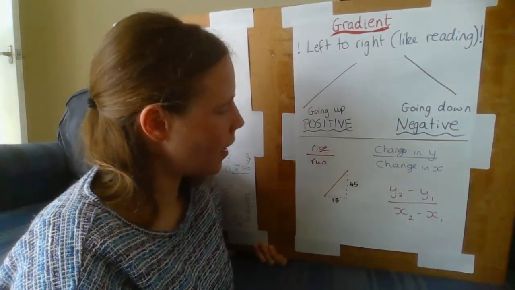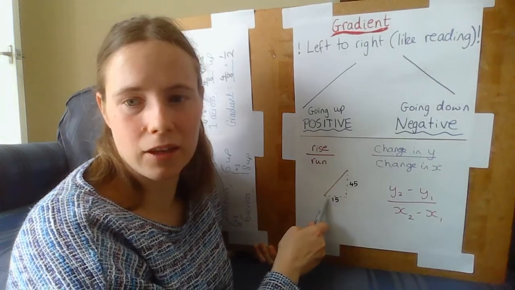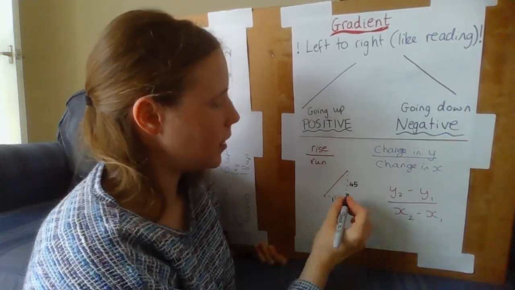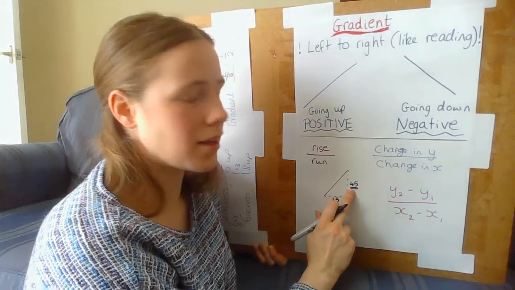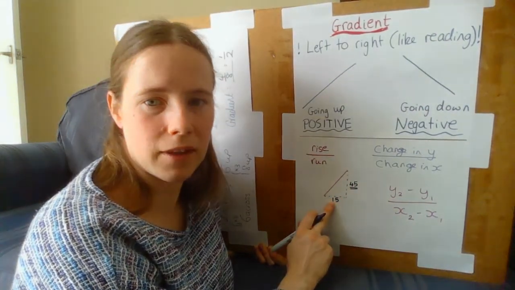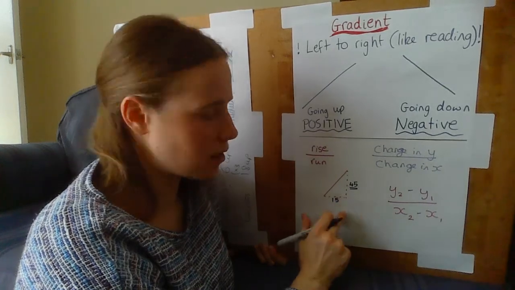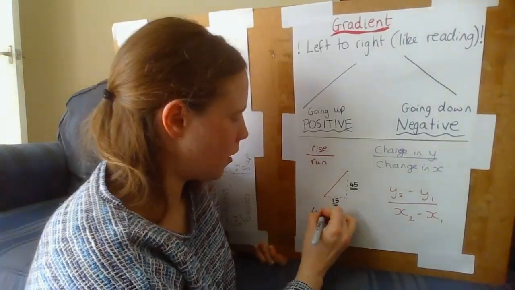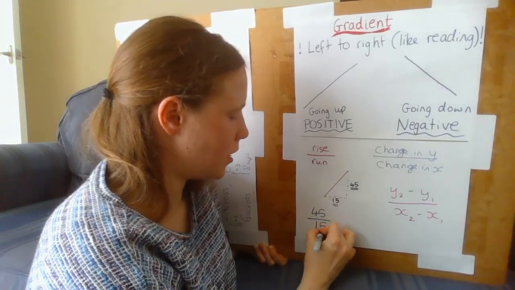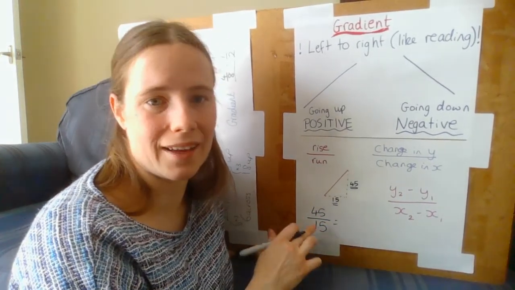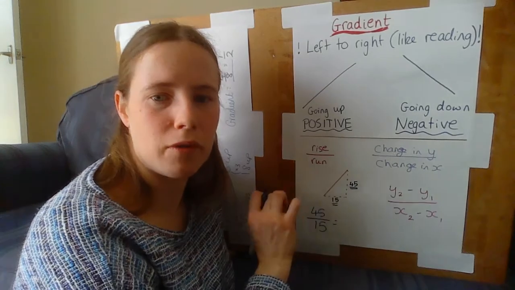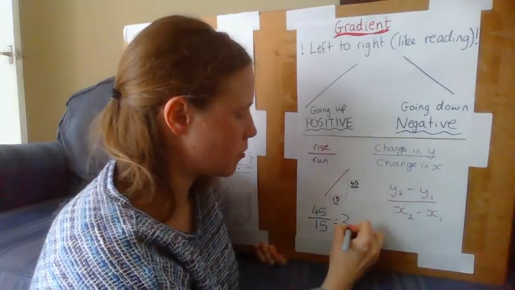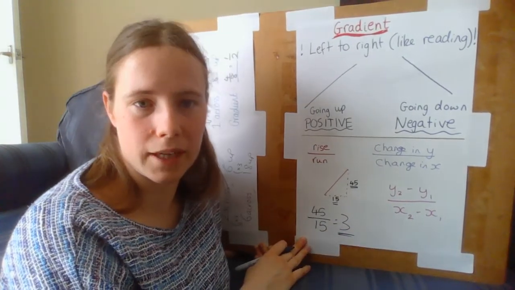Okay, now looking at this example that we had earlier where we were going 15 across 45 up, we would say that the rise or the change in y is 45 and the run or the change in x is 15. So to find the gradient, we can just do 45 divided by 15, which is actually what we had to do when we had our 15 across 45 up. Okay, 45 divided by 15 is 3, so our gradient is 3.